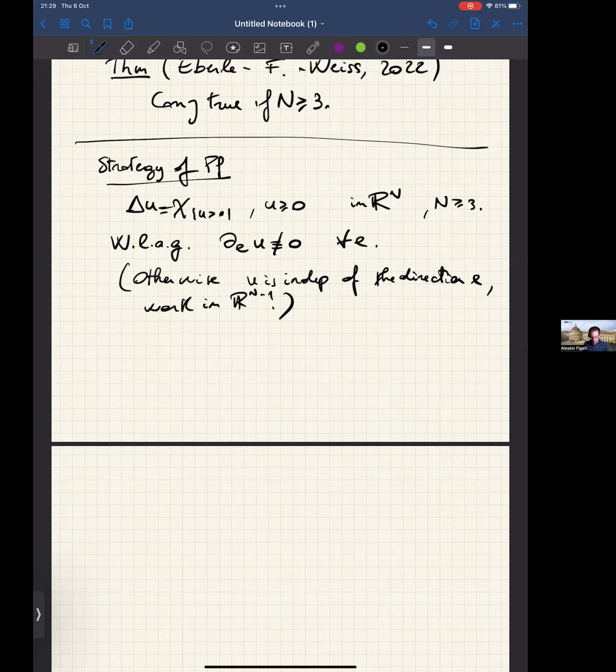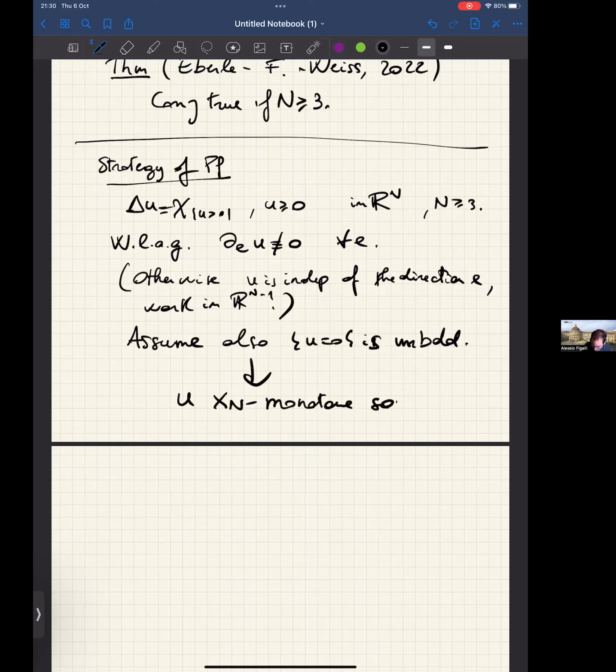Now, once you have done this reduction, you can prove, and this was contained in some papers by, for instance, Caffarelli, Karp, and Shahgholian, and a bunch of other papers, and among the things they did, they were also proving important results about global solutions. Once you know that you are in such a situation, and assuming also that the set {u = 0} is unbounded, then you can prove that u is what we call an Xn monotone solution. I will tell you what it is in a second.